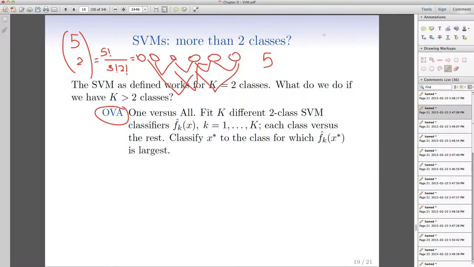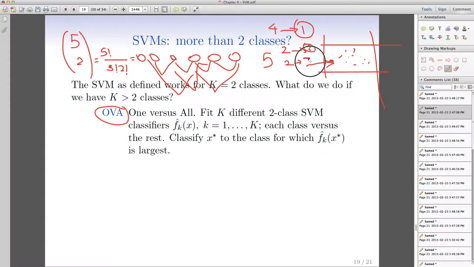So for every point, let's say we have a 2-dimensional feature space, and let's say we are focusing on this very point. For every point, we compare 2 classes and see which class we predict it belongs to. Let's say in 4 of the cases it belongs to class 1, in 2 of the cases it belongs to class 2, in 2 of the cases it belongs to class 3. So our prediction will be that it belongs to class 4. So that is called one versus all prediction.